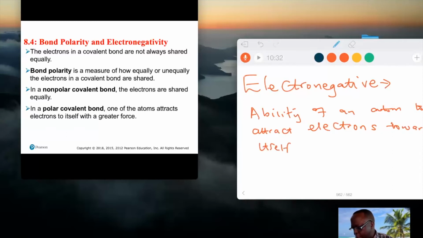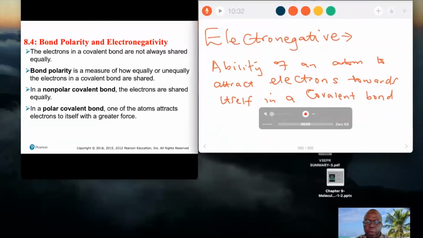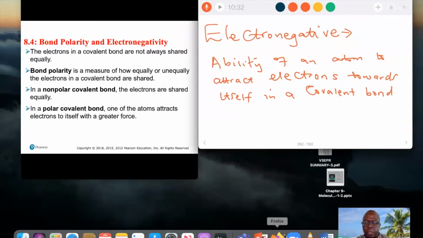itself in a covalent bond. So when I say covalent bond, you know that this is a bond between two nonmetals, shared electrons. This is a bond formed by sharing of electrons. So the ability of an element to pull electrons toward itself is called electronegativity. And there is a trend on the periodic table that this is the trend.